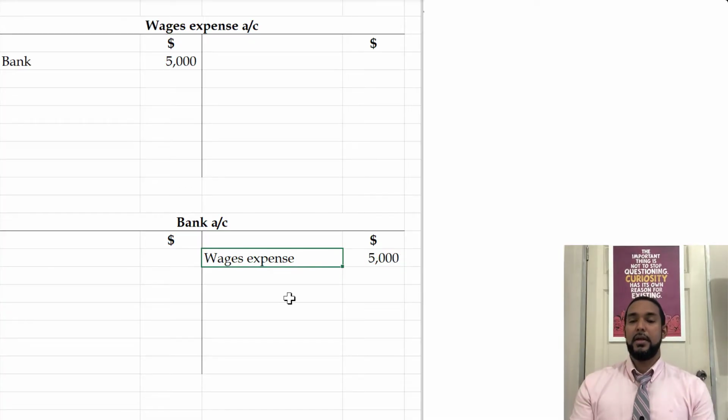So what's going on here is that we have not put enough in the accounts. We have put too little. The amount put was undercast. So what we need to do is put more. We need to increase the entries. So how do we do that?